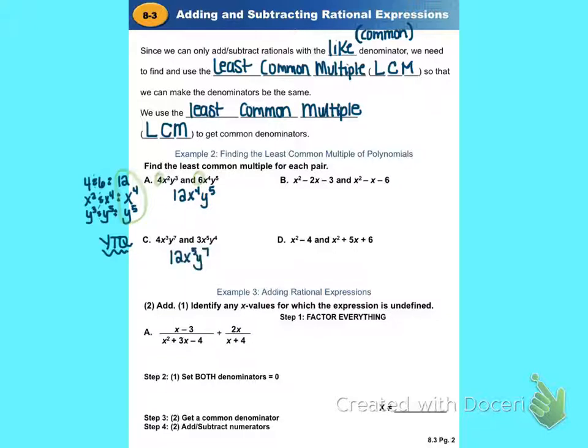Okay, that's 12, x to the fifth, y to the seventh. We took the least common multiple of 4 and 3, which is 12, and then the higher of the two powers on the x's and the higher of the two powers on the y's.